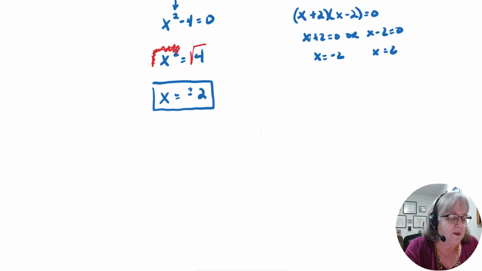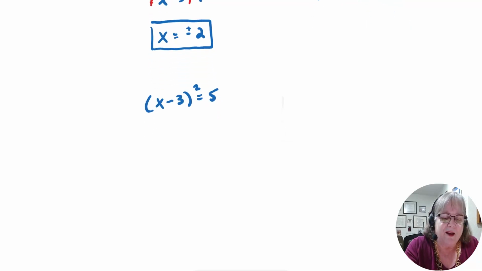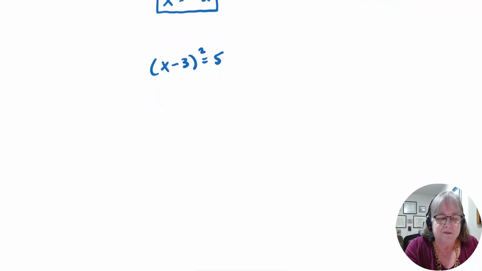All right, let's try another one. So what if we have something like (x − 3)² = 5? Does it have to be equal to a square? No. What I have is something squared equal to a number, so I can square root both sides.